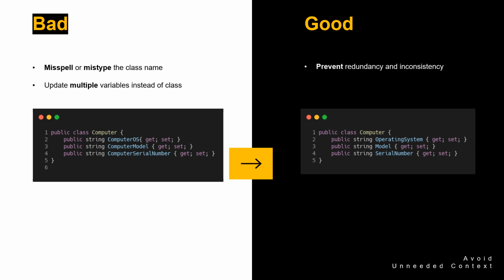Overall, it is important to focus on writing clean, concise, and easy to understand code. This includes choosing descriptive and meaningful names for your variables and methods, and avoiding unnecessary context or redundancy. By following these principles, you can create a code base that is easy to understand, and that follows the best practices of clean code.